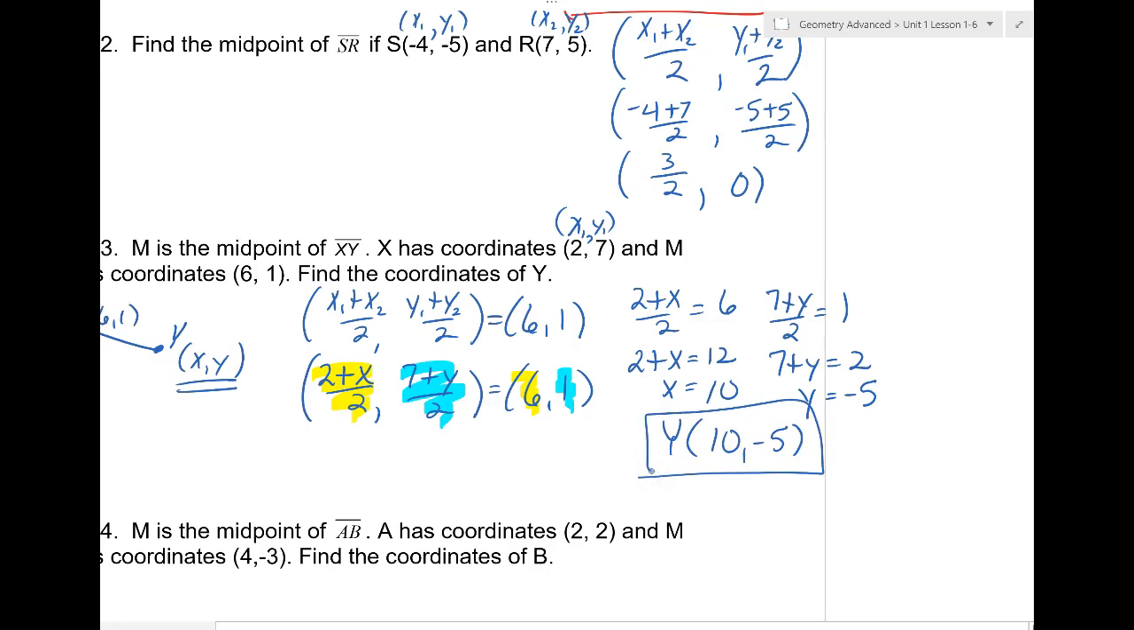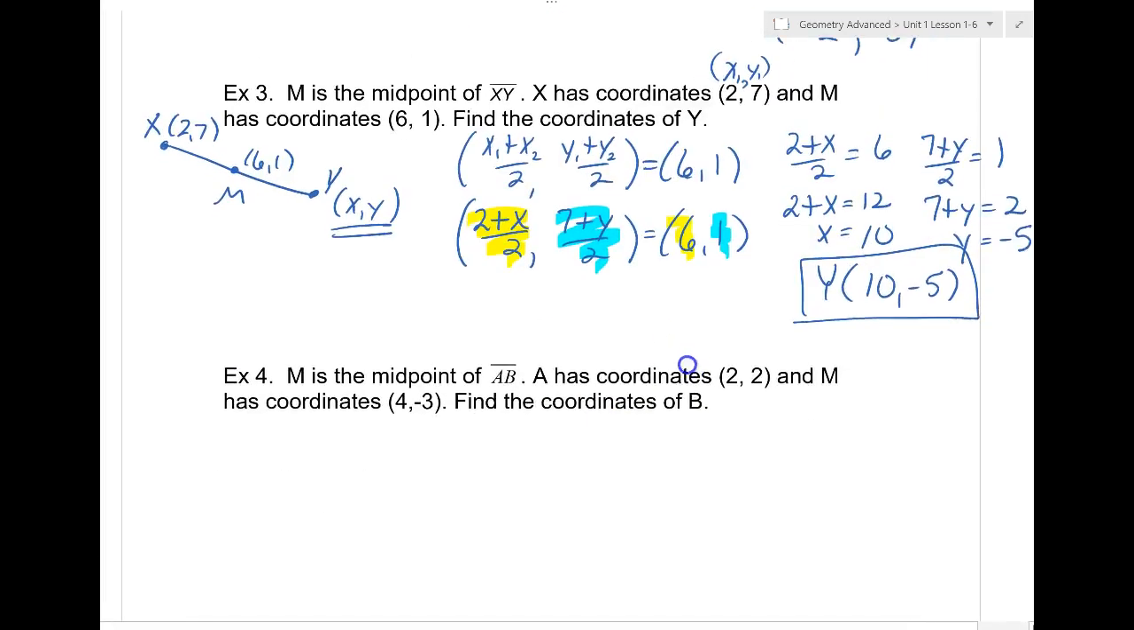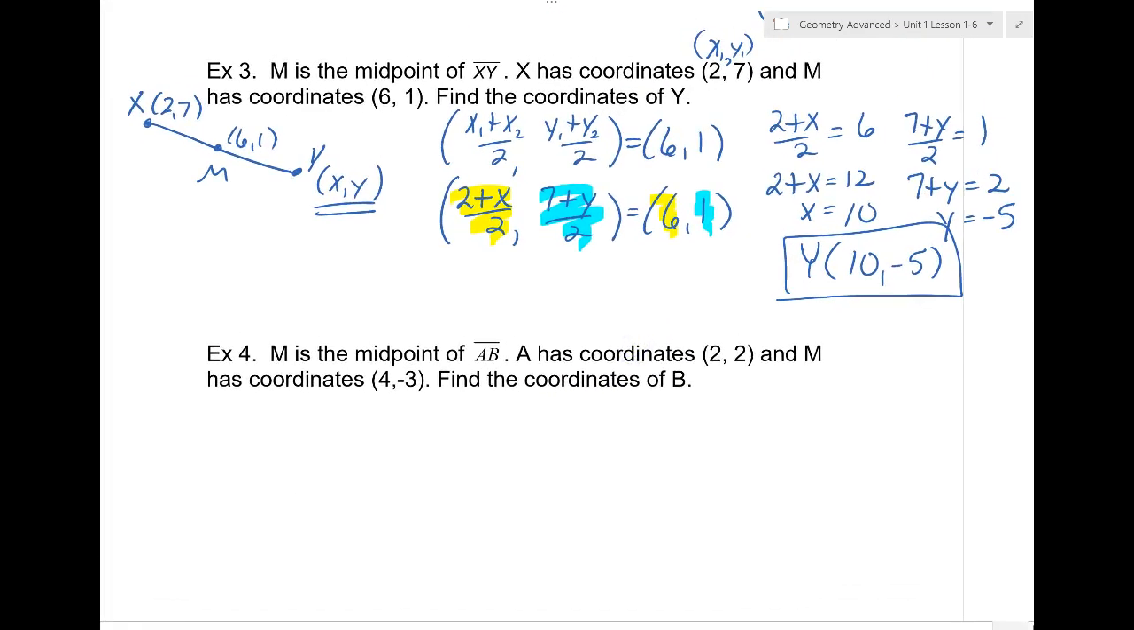What do you guys think? If I know one of the endpoints and the midpoint, should I be able to work backwards and get the other one? All right, guess what we're going to do? One more of those. See if you can beat me. Go. But show your work the right way.